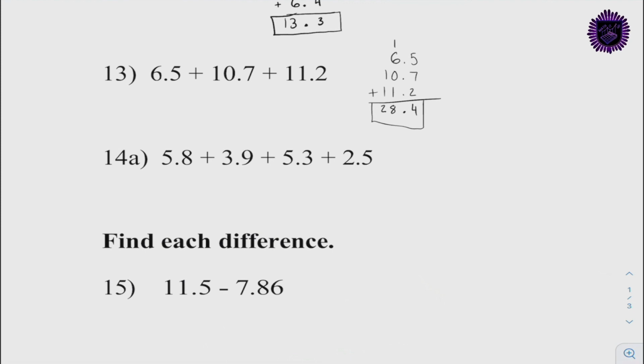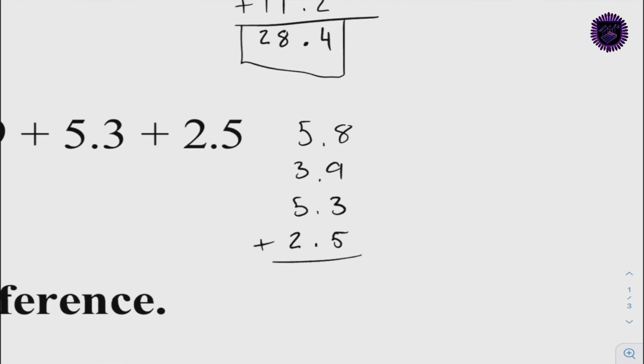Okay. Next question. 4 numbers. Unreal. 5.8, 3.9, 5.3, 2.5, addition sign. Really important: you are lining those numbers up. You gotta line them up in an orderly fashion. I have all of my decimals lined up.